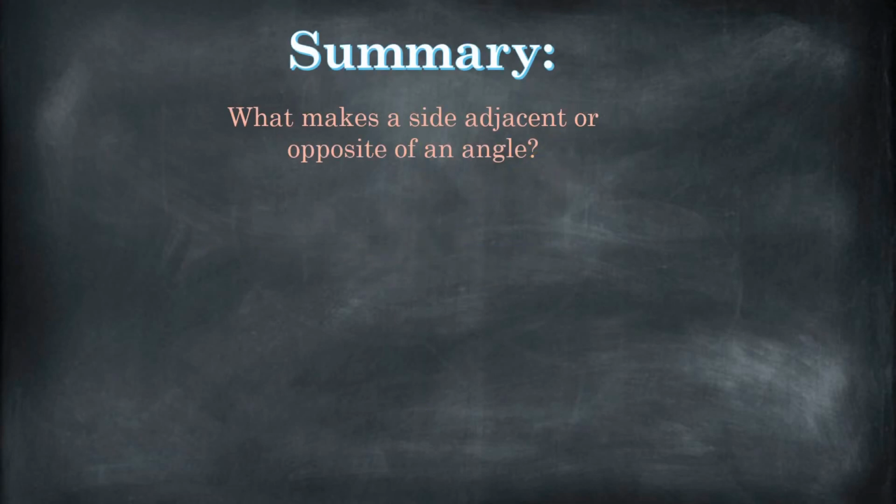So let's summarize what we have here so far. Do you understand what makes a side adjacent or opposite of an angle? Opposite means away from, and the hypotenuse and the other side that are next to it, they join and make a point. That is adjacent. So the two sides that are next to the angle are adjacent. The side that's away from is called opposite.